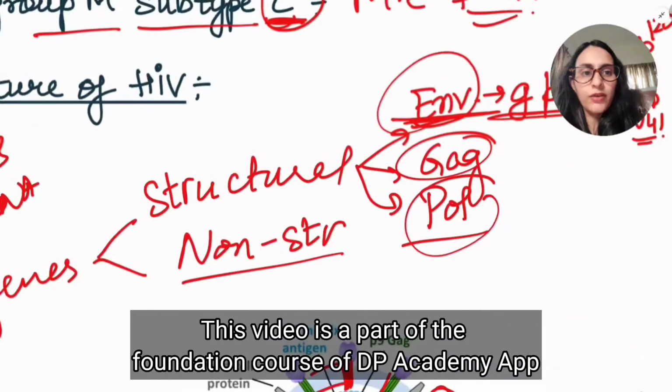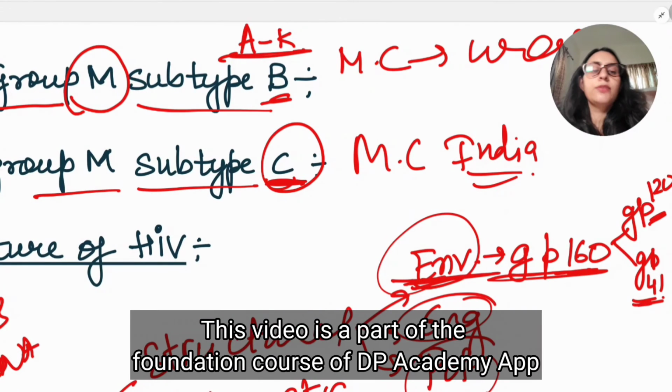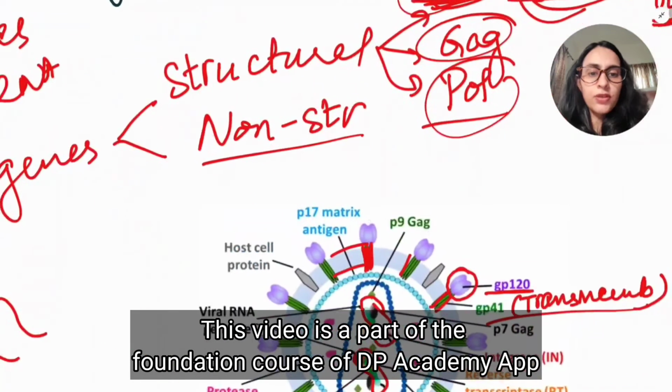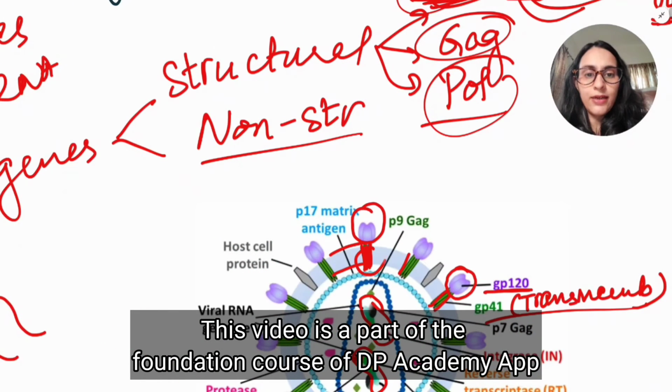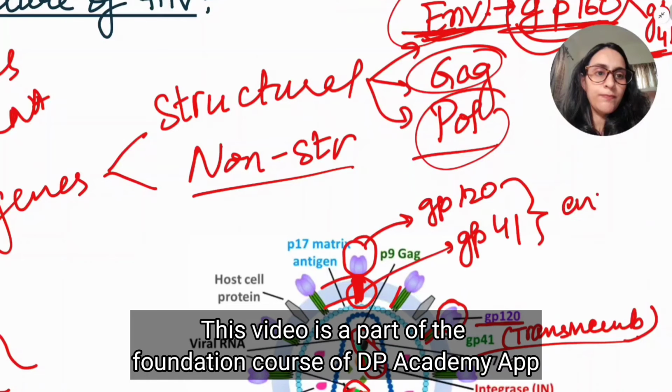So what are the envelope proteins? GP160, GP120 and GP41. The envelope protein is GP160. It is further subdivided into surface and transmembrane. The surface one is GP120 and the transmembrane one is GP41. Very easy. These are the envelope proteins.